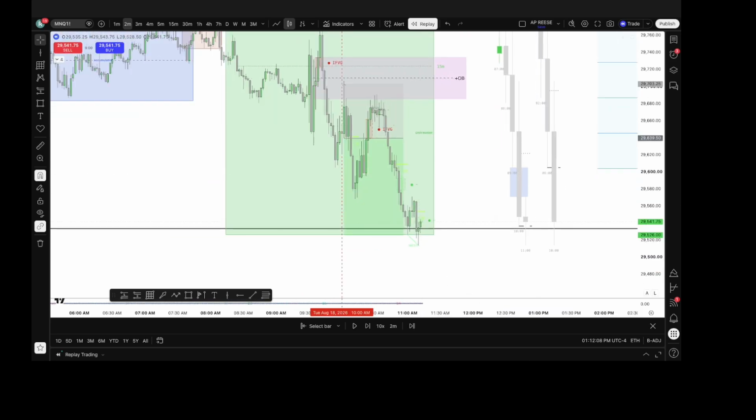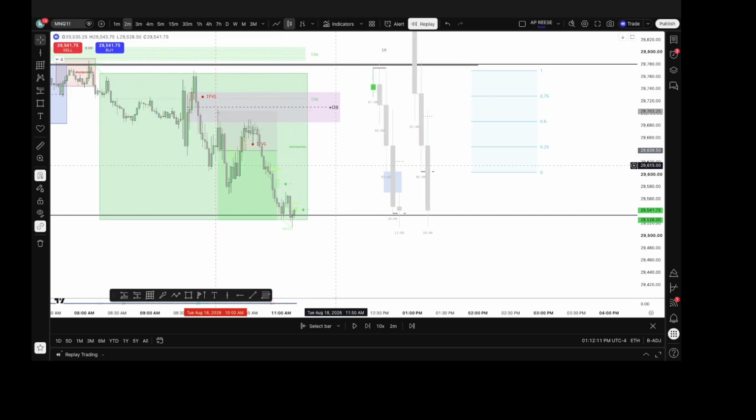This is how you guys can find your daily bias each and every day. This is how I find my daily bias each and every day using my AP distribution model.